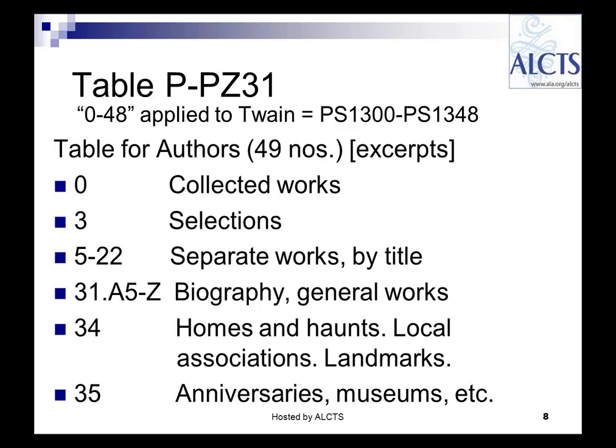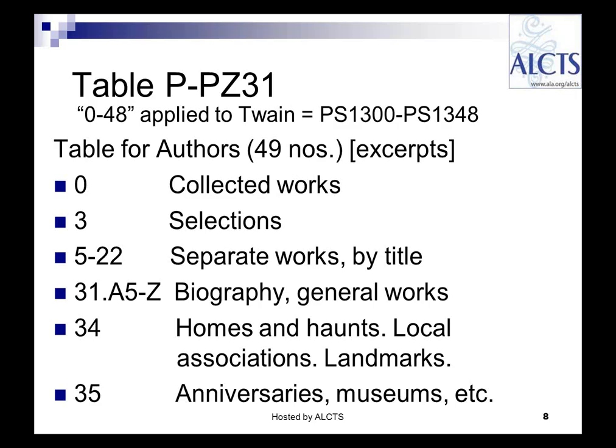Okay, this slide represents some excerpts from table P to PZ 31. Mark Twain has been assigned 49 numbers. Note it's PS 1300 through 1348, and 1300, of course, is the first number, so it is 49 rather than 48 numbers. This is the table for authors with 49 numbers.